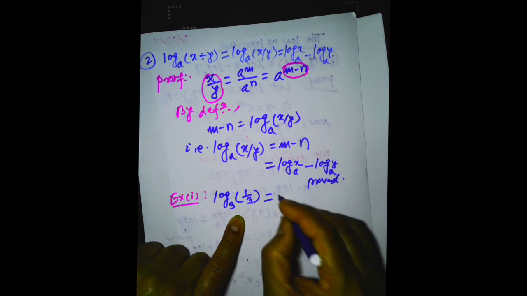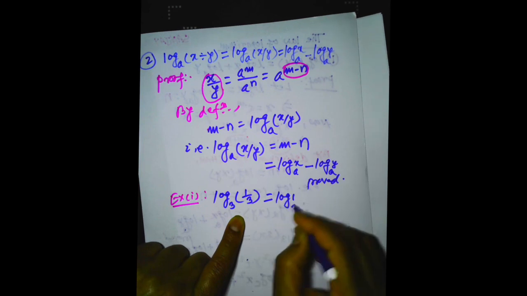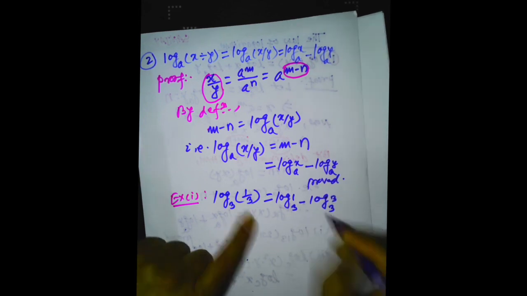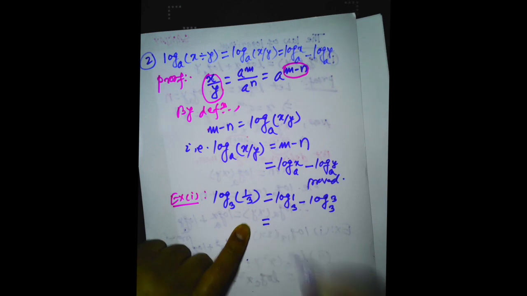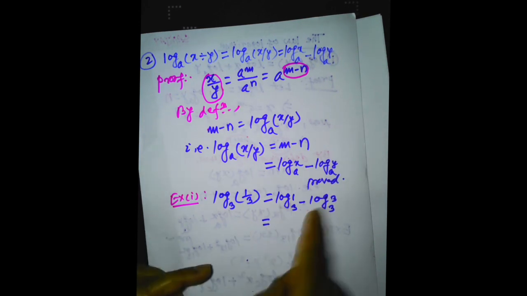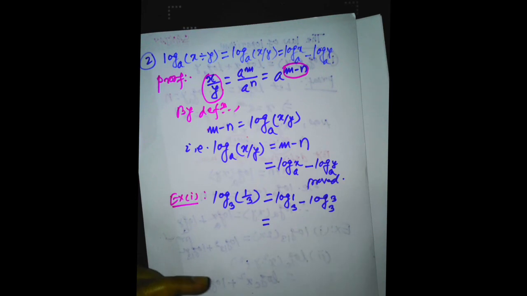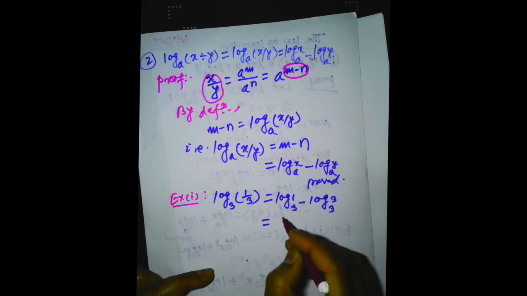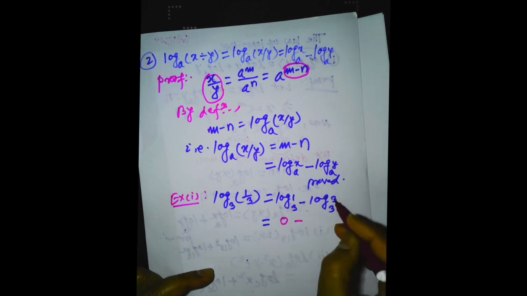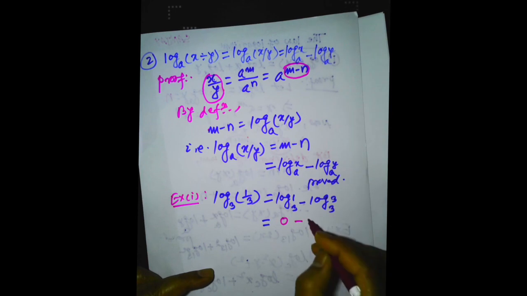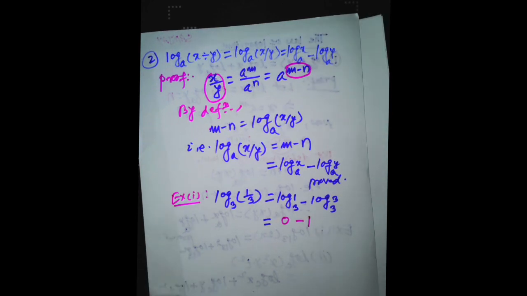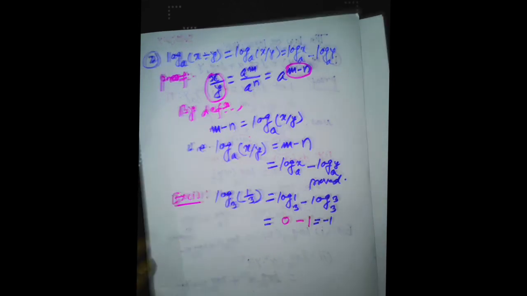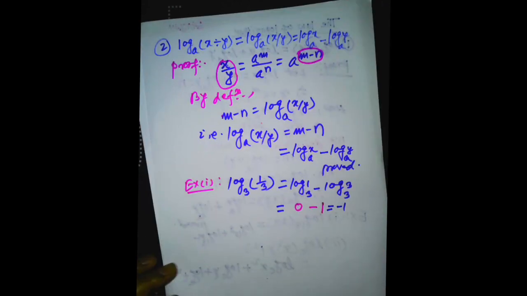Just to apply that formula, it is going to be log of 1 base 3 minus log of the number 3 to the base 3. Fortunately, in this case we are able to calculate these log values without using a calculator. You can see here that log of 1 to any base is always 0, and if the number and the base are the same, we know that this value is going to be 1. So finally, the value of this log is -1. So this is one of the examples.